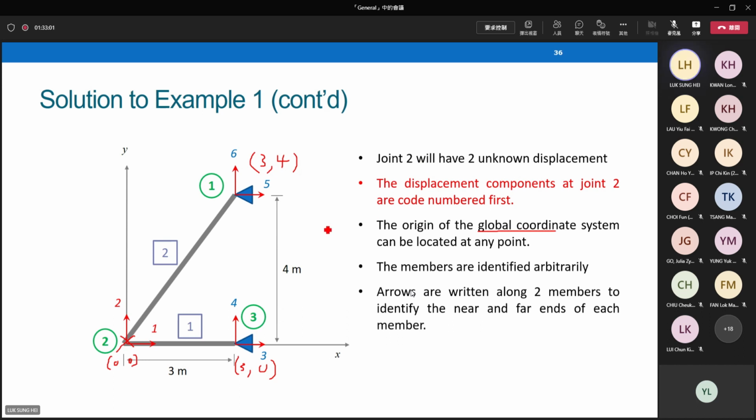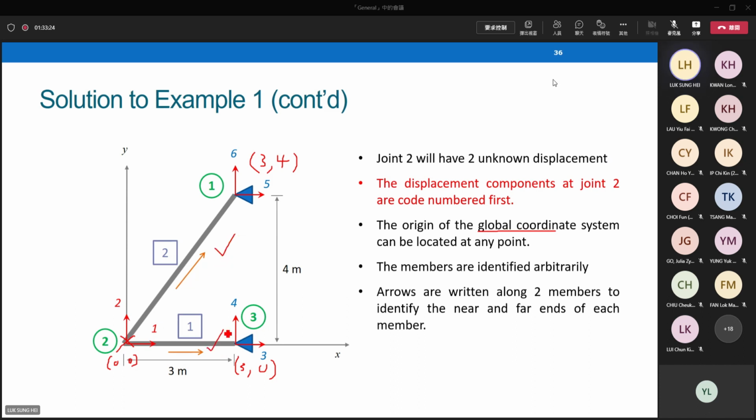Well, next we have the node arrangement. We know the code number orders. The next one is to identify the member orientations. The yellow arrows represent the member orientations.